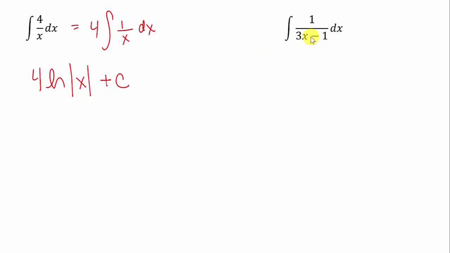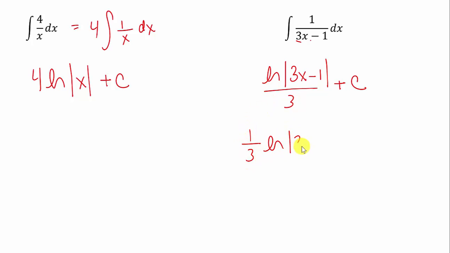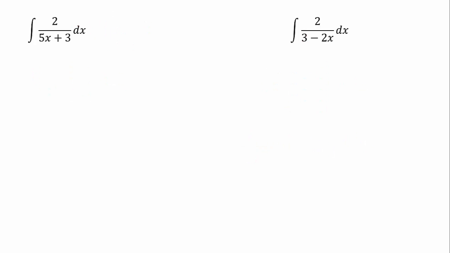Here, again, I have a linear x on the bottom. So I'm going to do 1, since 1 is on the top, so we don't need to write that. The natural log of the absolute value of the bottom divided by the number in front of x plus c. And then you'll see me in class a lot rewrite it as 1/3 times the natural log of the absolute value of 3x minus 1. Okay, that's really all there is to it. So I want you to take a minute and pause the video and try this problem.